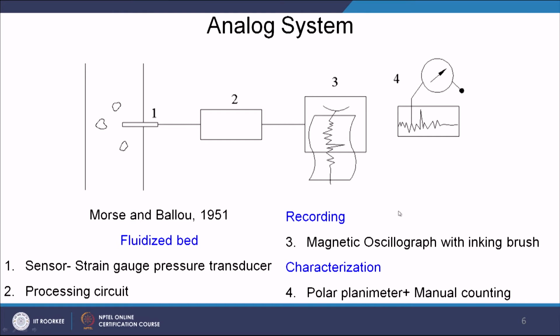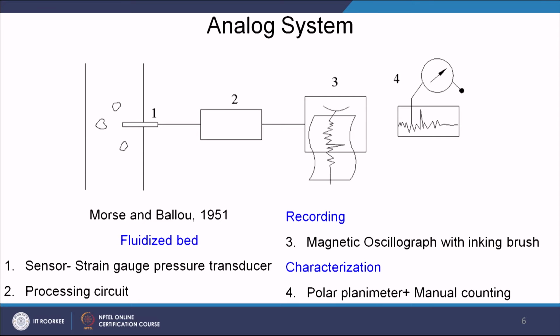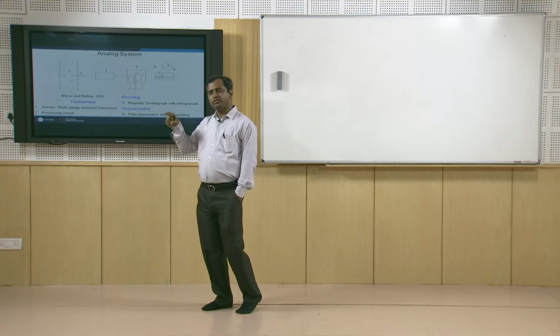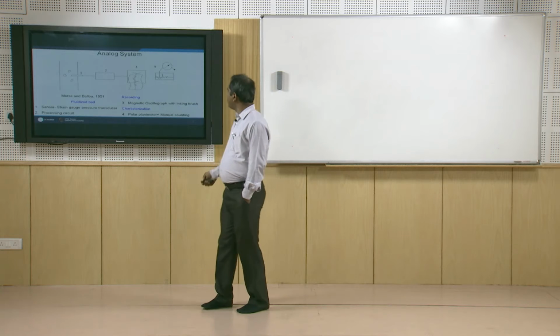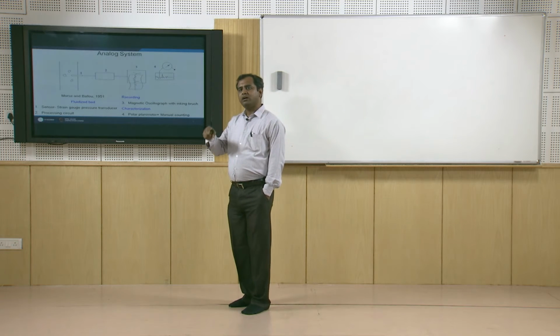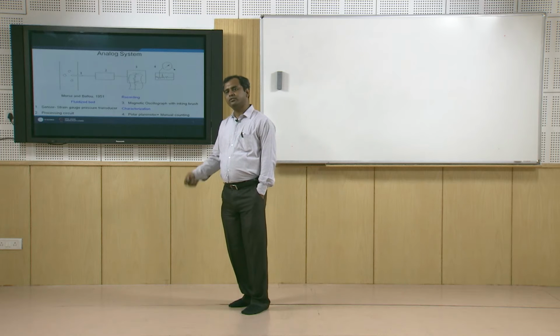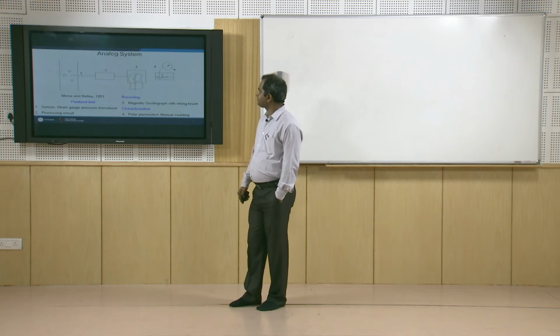In our previous figure that was replaced by a stylus and the paper. And finally, from this graph paper we need to find out some information. So, what we do, we use a polar planimeter and manual counting. If you have the graph paper, you can count manually how many peaks and valleys we have in the fluctuations to get some information, or you can use a polar planimeter which will give you the area under the graph, and that can give you some information. So, this was the typical analog system used earlier.